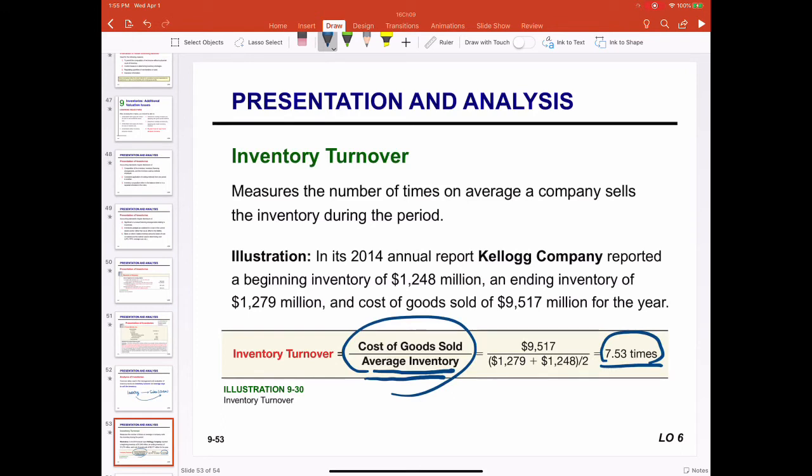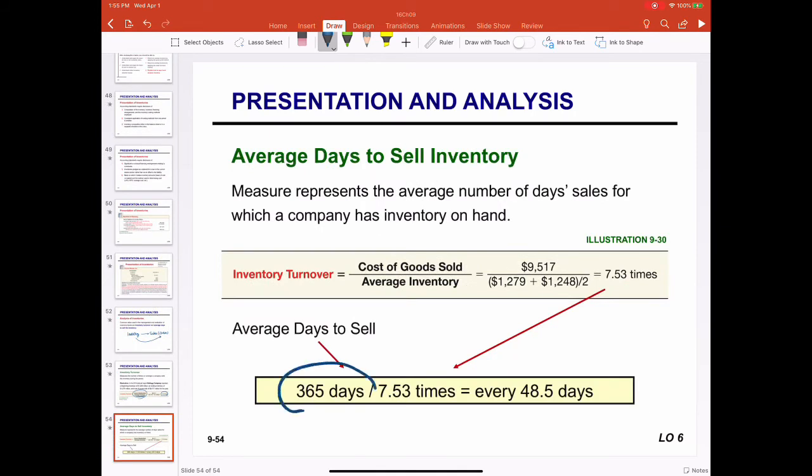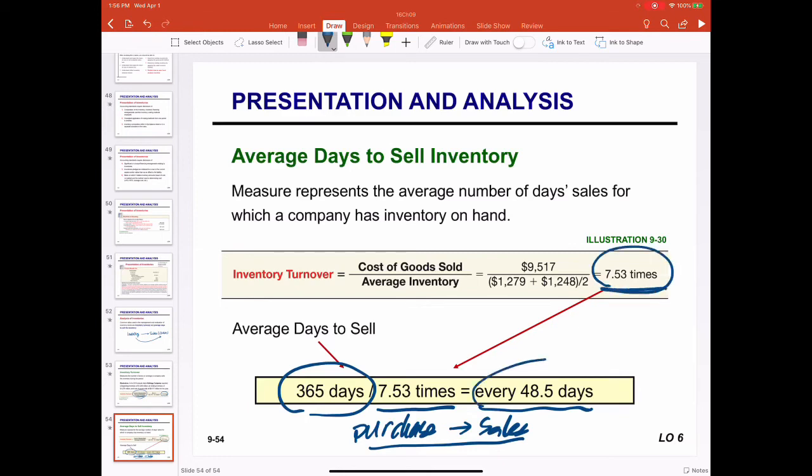We can also convert inventory turnover into number of days. Just use 365 days divided by the inventory turnover. We can get the number of days on average the inventory is on hand at a firm. We can also interpret it this way: from purchase to sales takes 48.5 days. The greater the inventory turnover, the fewer the number of days.